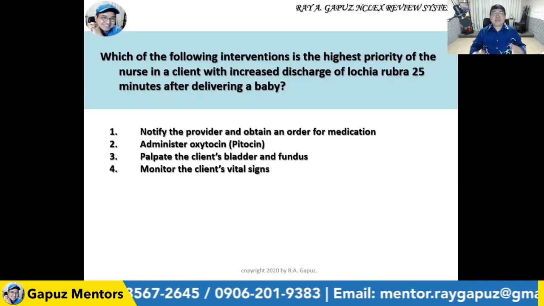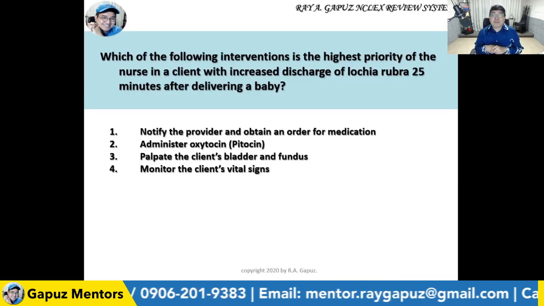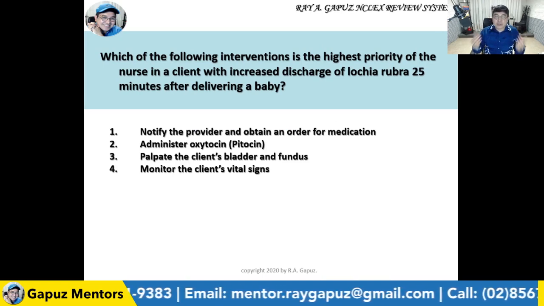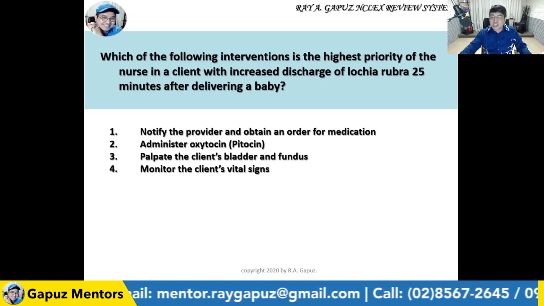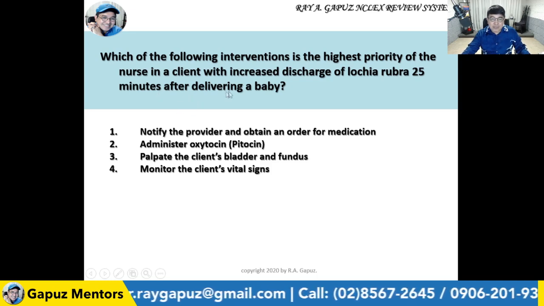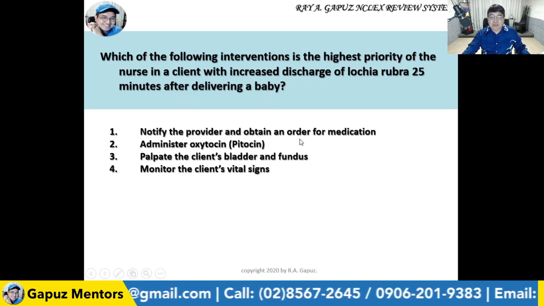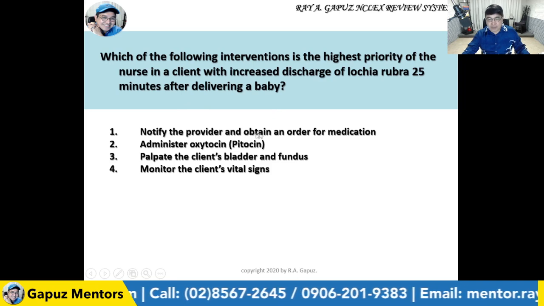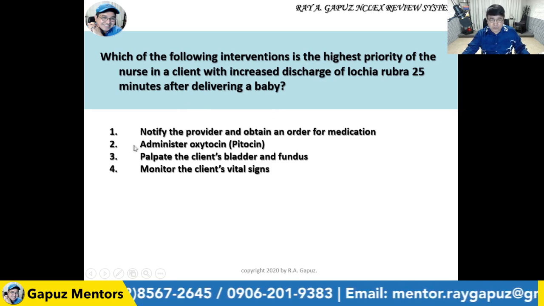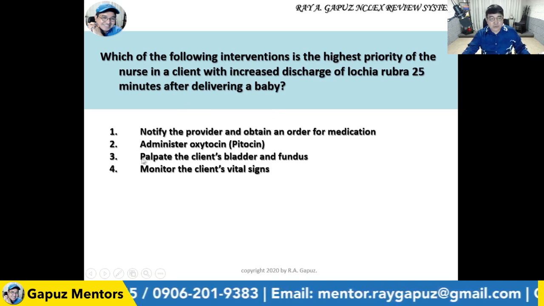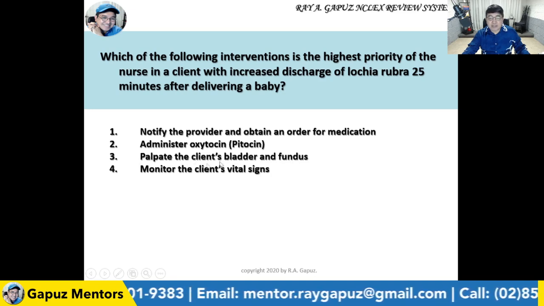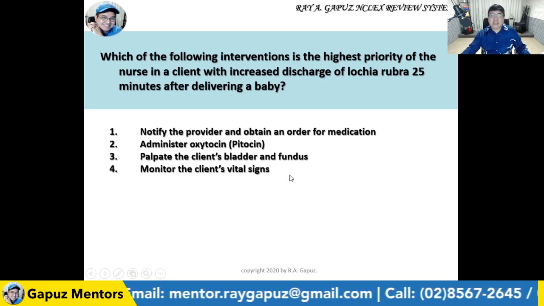Now, let's go back to the question. Which of the following interventions is the highest priority of the nurse in a client with increased discharge of lochia rubra 25 minutes after delivering a baby? Is it 1, notify the provider and obtain an order for medication? 2, administer oxytocin or Pitocin? 3, palpate the client's bladder and fundus? 4, monitor the client's vital signs?